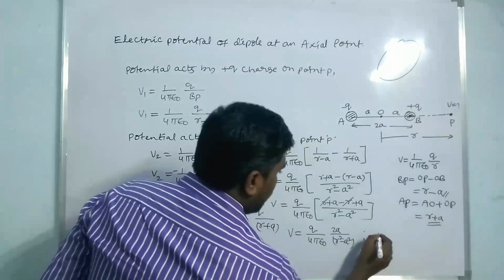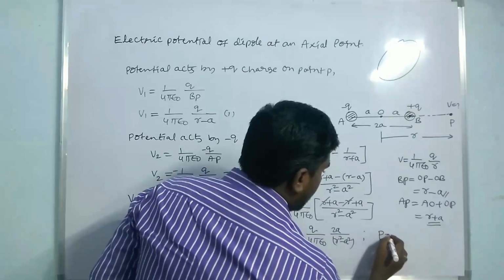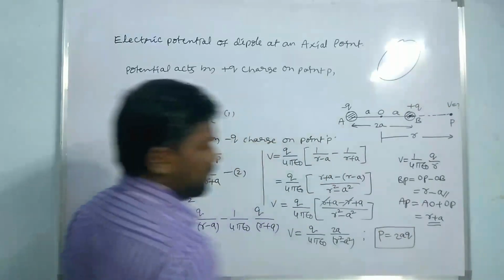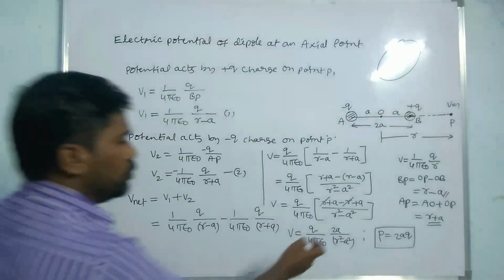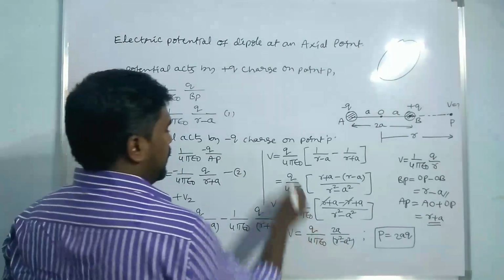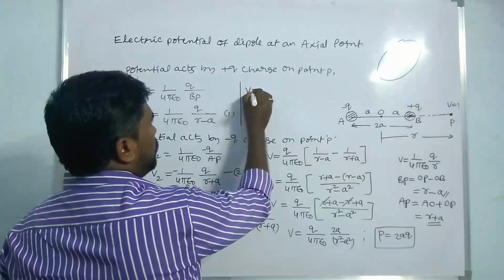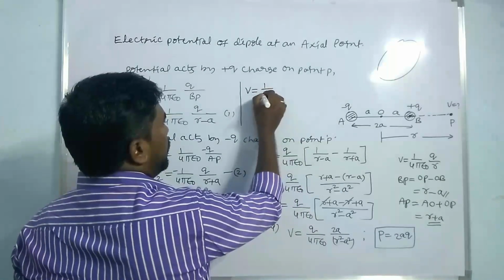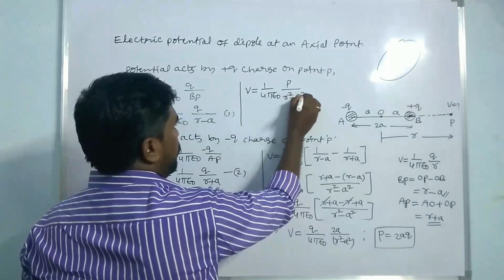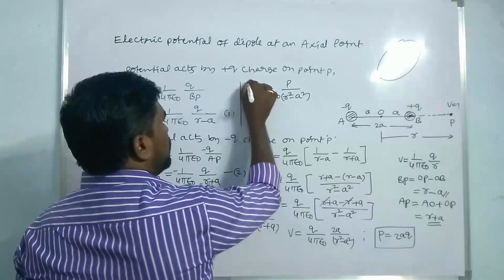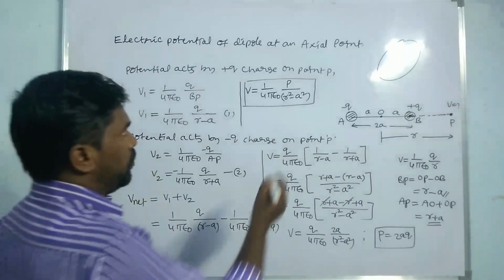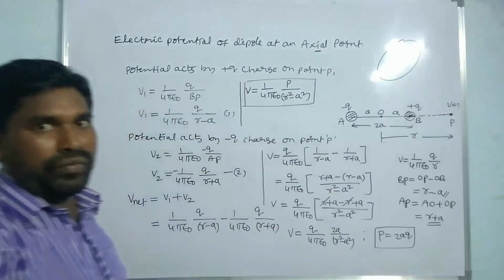But we know that the dipole moment P is equal to 2aq. So this is the dipole moment. So let us replace 2aq by P. Therefore we can write that V is equal to 1 by 4 pi epsilon naught P by r square minus a square. This is the electric potential acting on the point P at any axial point of a dipole.